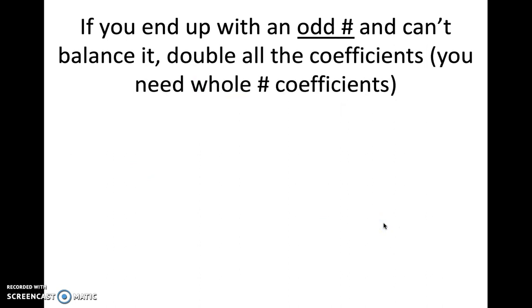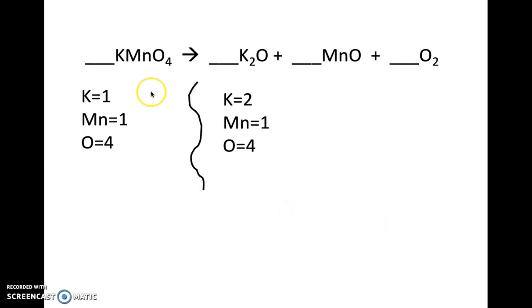Okay, last tip. If you end up with an odd number and you can't balance it, you're going to double all the coefficients, recount, and then finish your balancing. So let's look at one like this. Okay, I already counted these for you. So I got 1 K, 2 Ks. Now this MnO4 is a polyatomic, but see how I don't have MnO4 on this side, so I can't keep those together. Okay, so I got 1 K and 2 Ks.